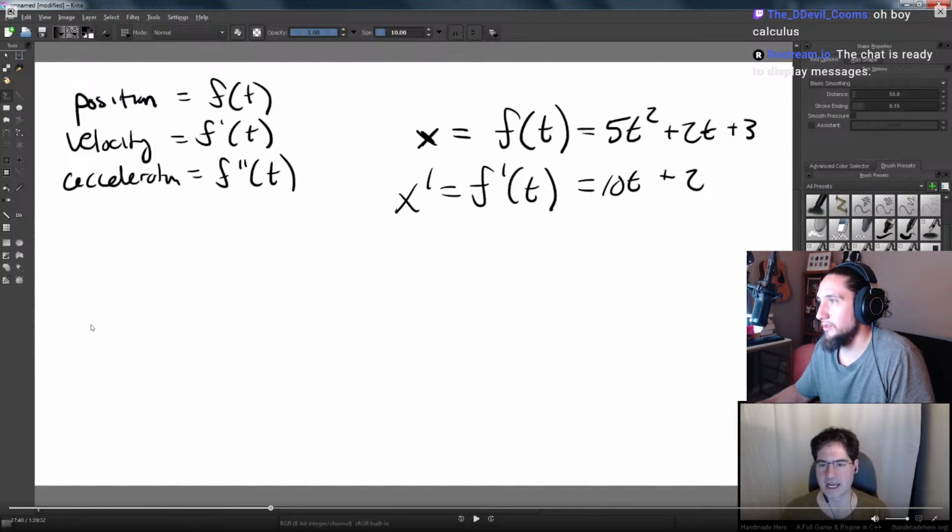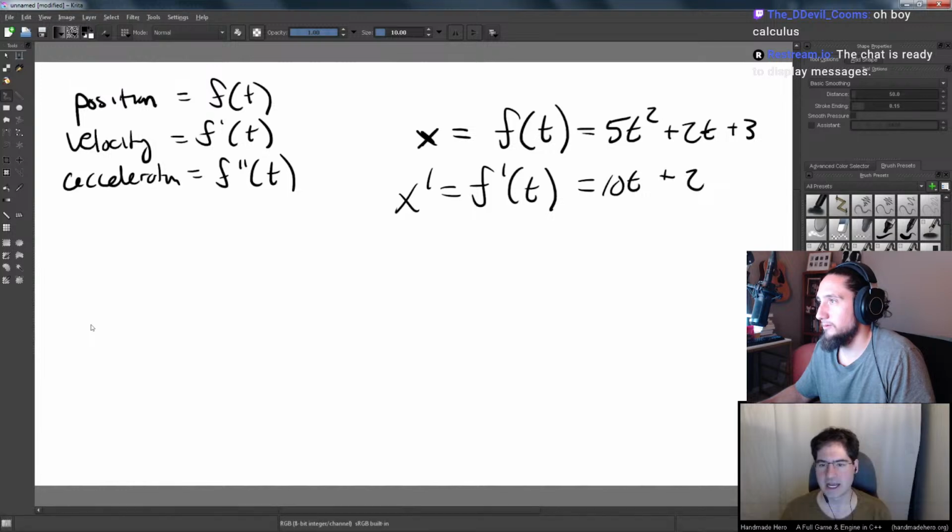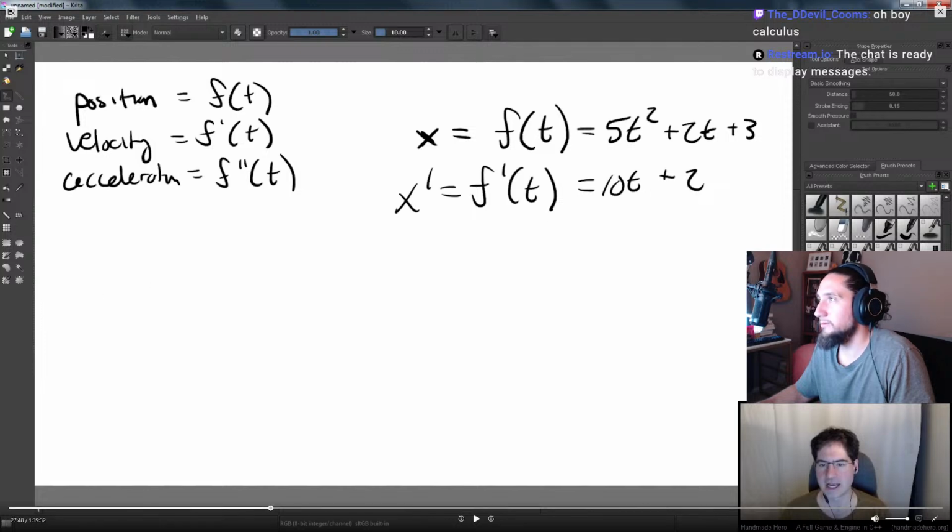Our acceleration is, right, 10. Just a constant value of 10.